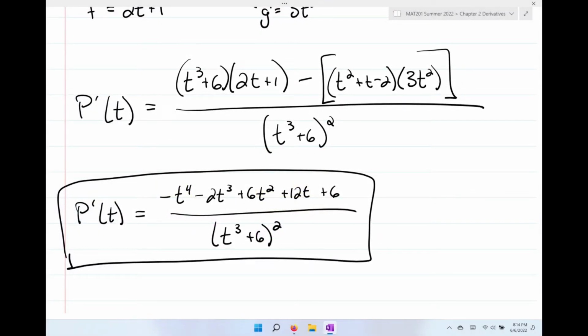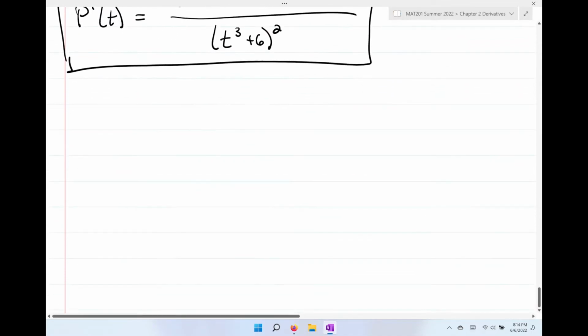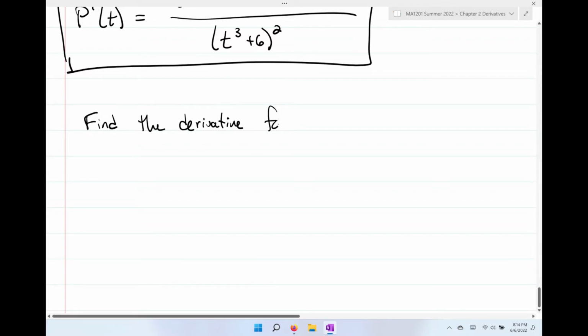And like I said, I am just going to be doing a bunch of examples here. Okay. So I'm going to move a little quickly, but that's okay because this is a video and you can pause it and you can always just go back and find it. So find the derivative for the following functions.